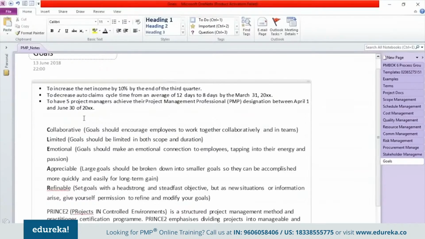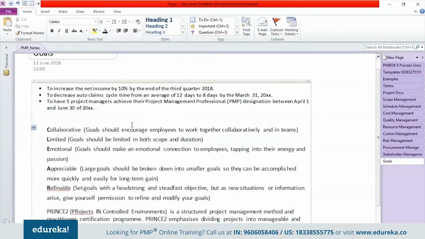Now, there are certain examples here. These are a bit specific examples. To increase the net income by 10% by the end of third quarter 2018, for example. By this goal, I would get a better clarity in terms of what is the expectation. In this goal, it's very clearly mentioned that we have to focus on increasing the net income. By how much? By 10%. By when? By the third quarter. By which year? 2018. So we could be a bit more specific over here, right?